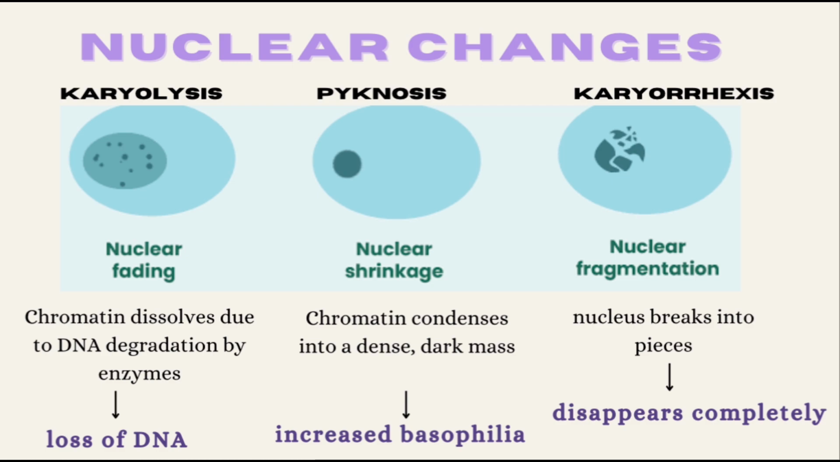The first one is karyolysis, also called nuclear fading. The chromatin in the DNA is dissolved by enzymes, which results in the loss of DNA. The second one is pyknosis, that is nuclear shrinkage. The chromatin present in the DNA condenses into a very dark and dense mass. This causes increased basophilia, giving it a blue tint. And the third one is karyorrhexis, where there is fragmentation of the nucleus. Eventually, the nucleus breaks down into pieces and disappears completely.